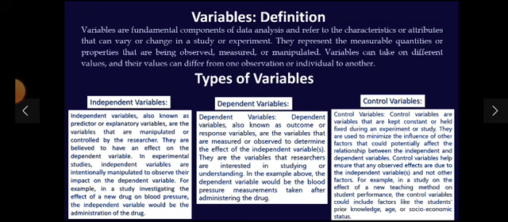They represent the measurable quantities or properties that are being observed, measured, or manipulated. Variables can take different values, and their values can differ from one observation or individual to another.